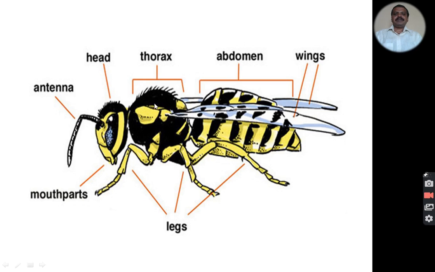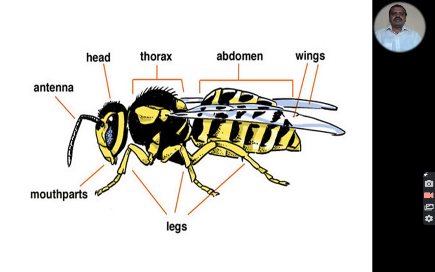In the same way, the middle part of the body is called the thorax, the thoracic region. Remember, it is divided into 3 segments: the prothorax, mesothorax and metathorax. Dorsal to the thoracic region, you can see the attachment of wings.